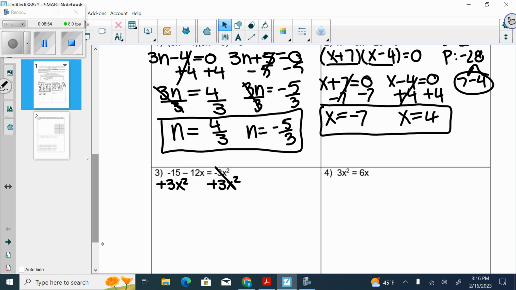Are there any other x squareds on this side? No. So I don't put it with anything else, right? There are no like terms to combine. So I'm going to have 3x squared.